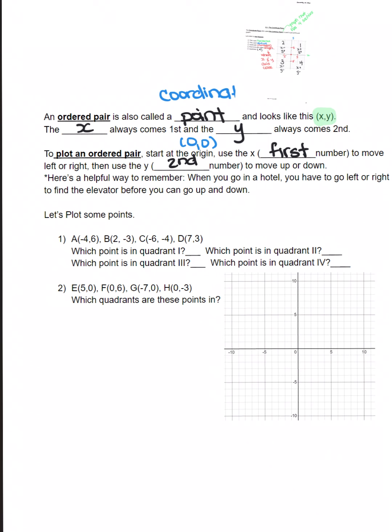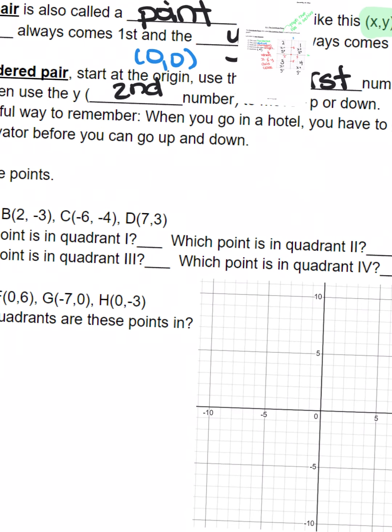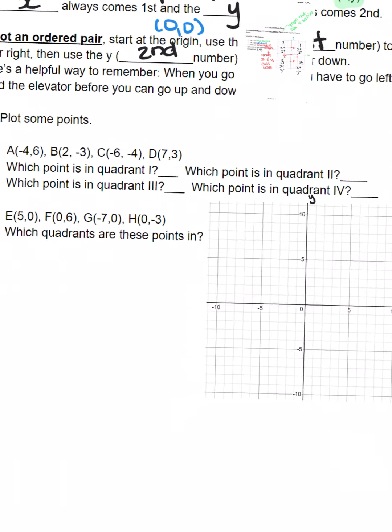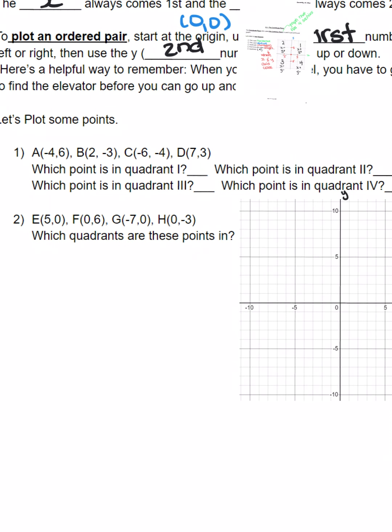So let's plot some of these points. So I'm going to start by labeling my graph. I'm actually going to make my graph a little bit bigger here so that we can see it. And I'm going to label this X and Y, so I know which axes I have. My horizontal axis going left to right, remember that's my X. My vertical axis going up and down, that's my Y. Okay? And the first point that I'm looking at here is -4 and 6.